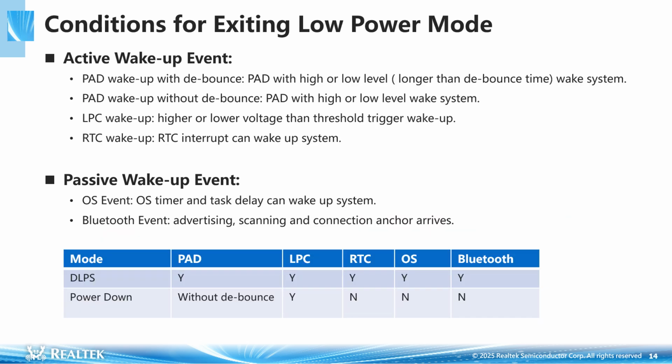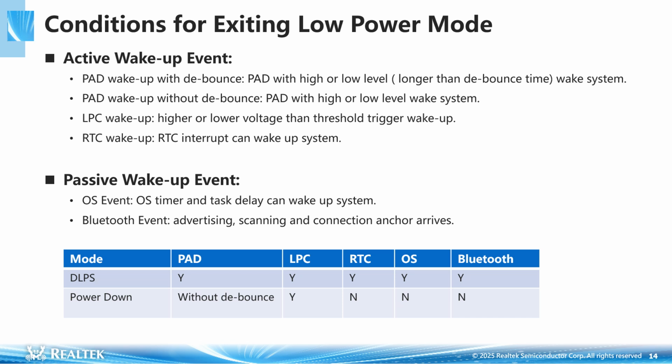The conditions for exiting from low power mode are shown as follows. Active wake-up events include the following events. 1. Pad wake-up with debounce: pad with high or low level, longer than debounce time, wakes the system. 2. Pad wake-up without debounce: pad with high or low level wakes the system. 3. LPC wake-up: higher or lower voltage than the threshold triggers wake-up. 4. RTC wake-up: RTC interrupt can wake up the system.